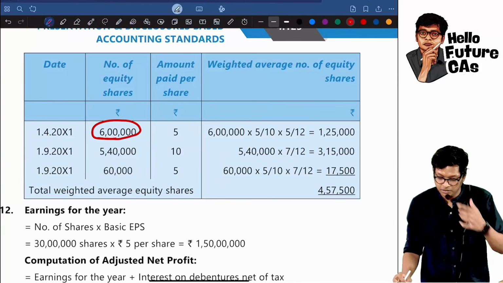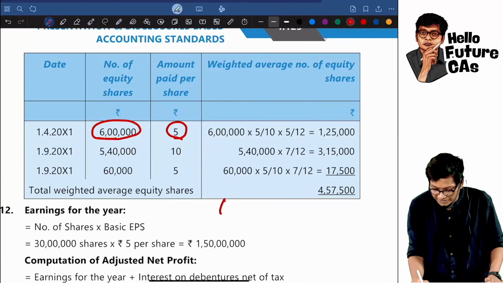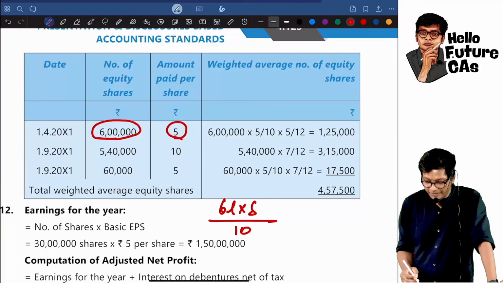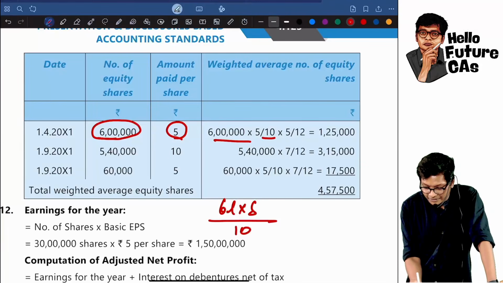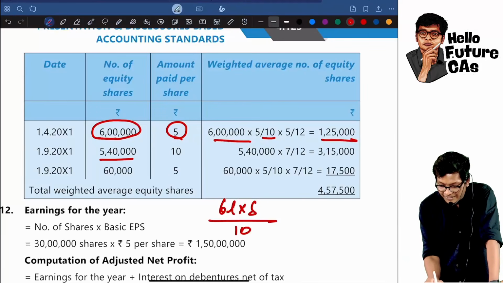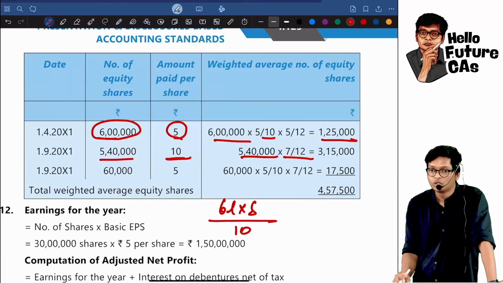6 lakhs, amount paid is 5. So 6 lakh shares into 5 whole divided by 10 per share is what they have done. They are converting to shares of 10 into 5 by 12. In second case, 5 lakh 40 is already at 10 rupees. So 5 lakh 40 into 7 by 12.